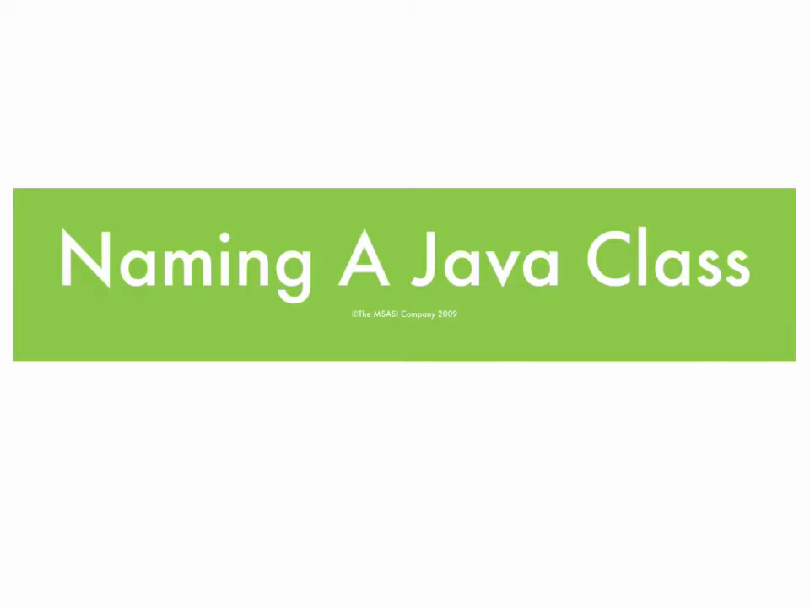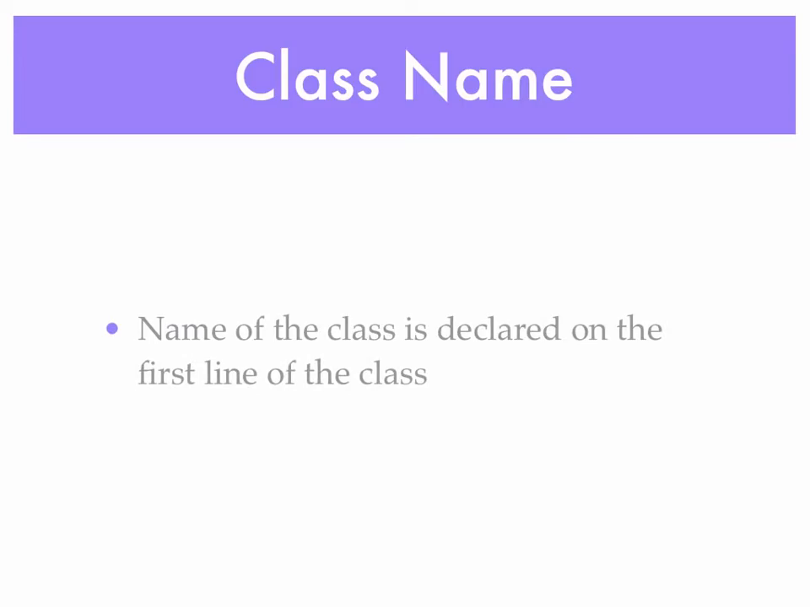So we're going to talk about naming a Java class. There are rules to naming classes. We have written a number of classes already, and we've always had that first line, public class, and then the name of the class. There are rules to naming those classes. More conventions, but also some rules. And the first one is that the name of the class is declared on the first line of the class, and we've done that. It's always been public class something else, whatever its name might be.